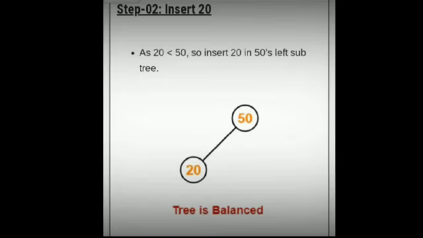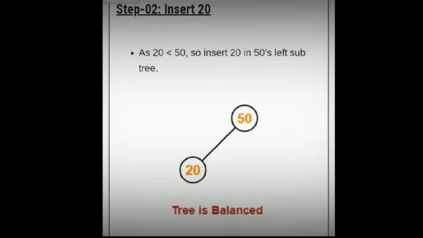The next element to be inserted is 20. 20 is less than 50. So we need to insert 20 in 50's left subtree. We inserted 20 as 50's left child. The tree is balanced with balancing factors 0 and 1.